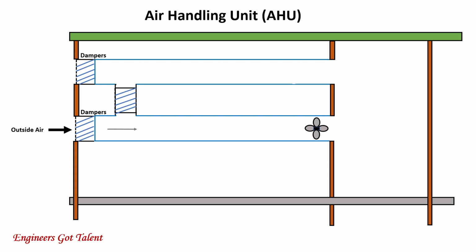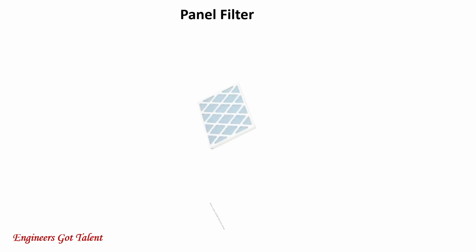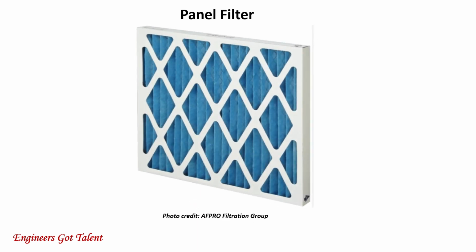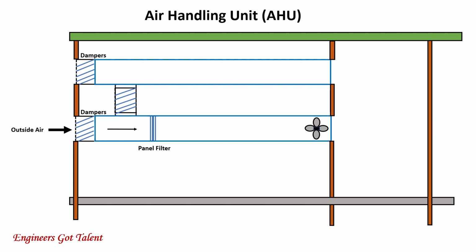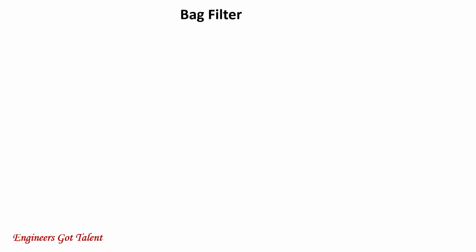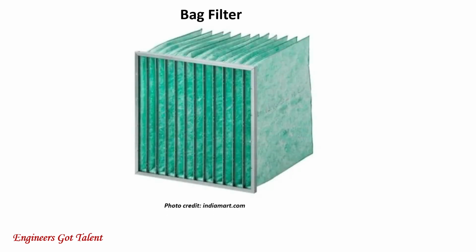The air then passes to a panel filter. This is a picture of a panel filter, where it captures large particles and debris such as dust, leaves, and even bugs. By capturing bigger particles, the panel filter protects the succeeding filter downstream. Next, the air passes through a bag filter. This is a picture of a bag filter, which is very efficient in capturing very small particles in the air.